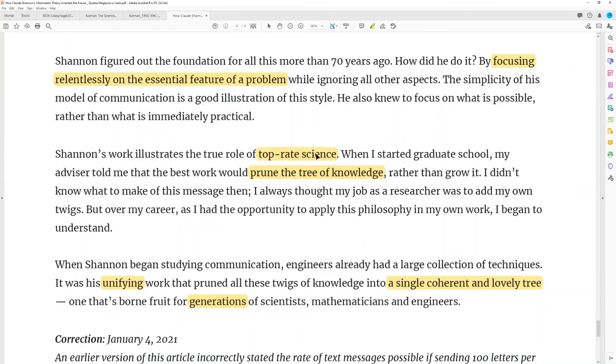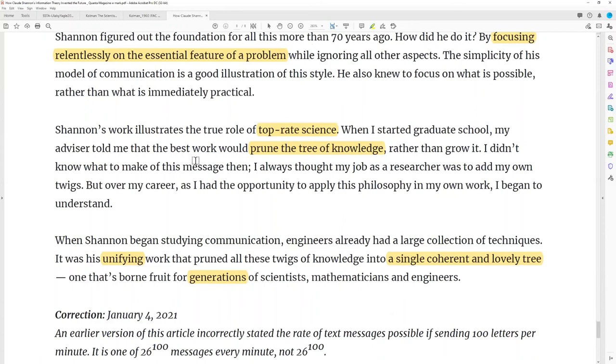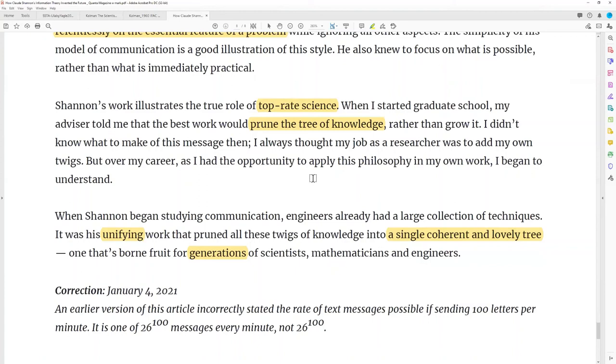And the professor from Stanford remembers his advisor. Again, somebody can find out who his advisor is, right? In graduate school, he told him to prune the tree of knowledge. I think I mentioned this before. Instead of doing addition, the top-rated scholar will do subtraction. We'll do a house cleaning. We'll put the house in order by getting rid of all the unnecessary or misleading theories.